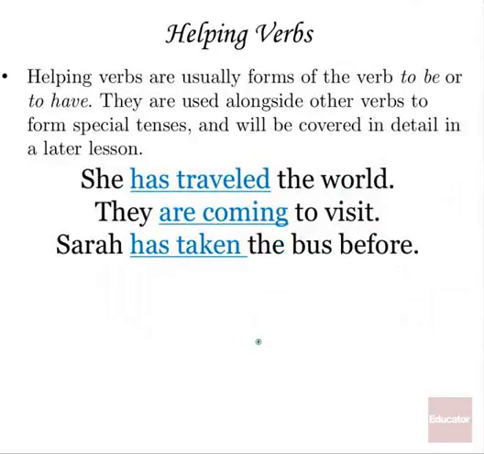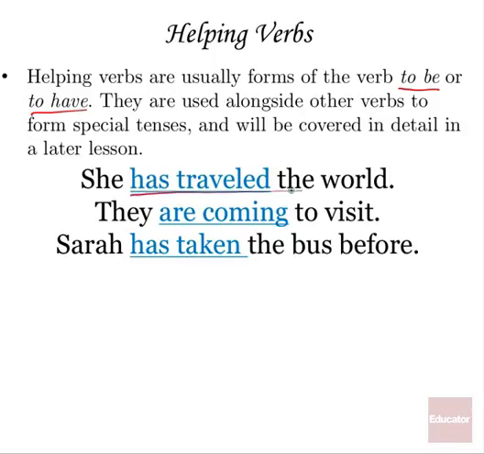All right, helping verbs. Helping verbs are usually forms of the verbs to be or to have. They are used alongside other verbs to form special tenses. We're going to cover tenses in detail in a later lesson, but for now, let's look at a couple of examples of helping verbs so you'll recognize them when you see them.